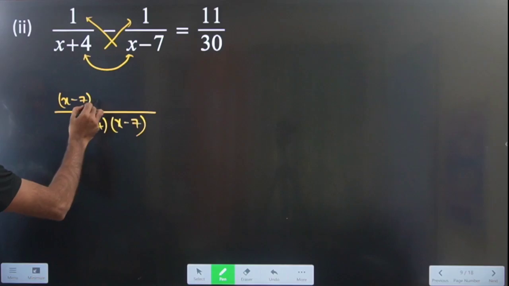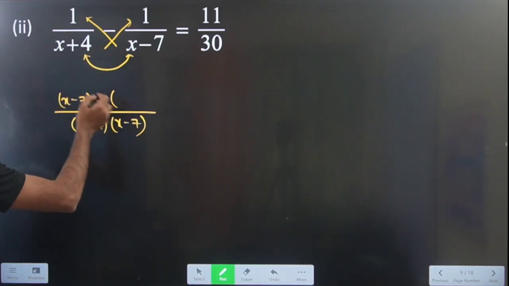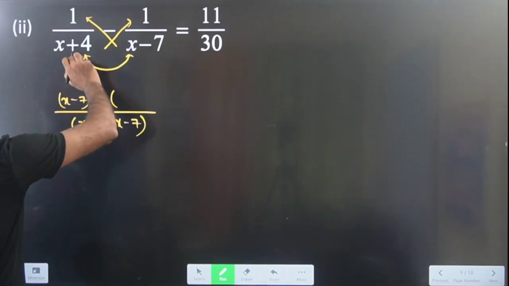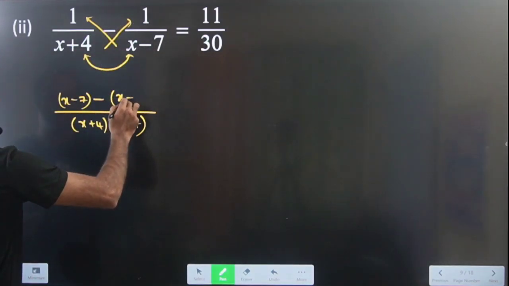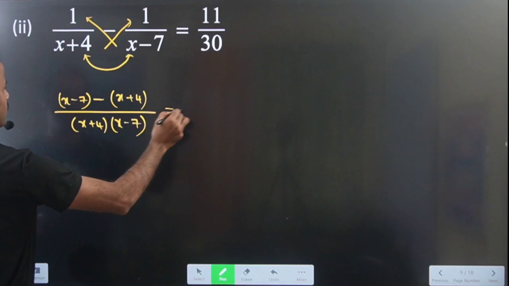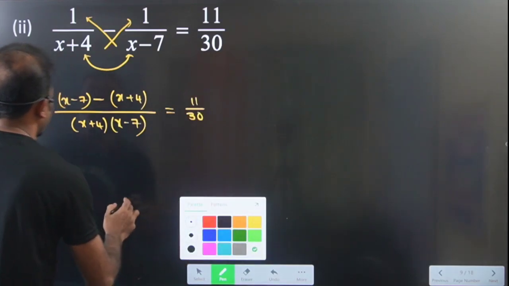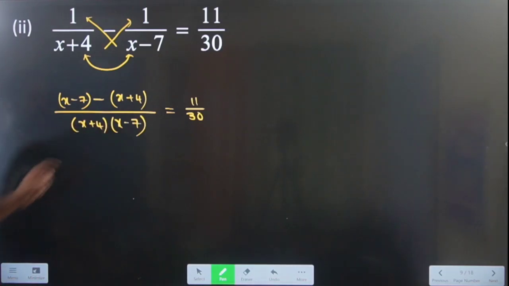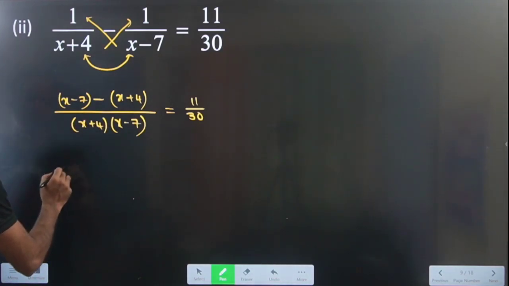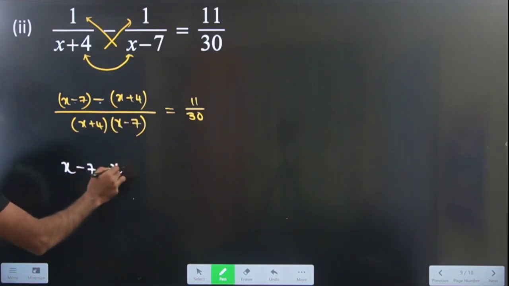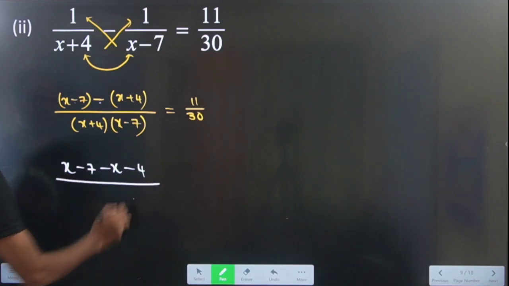Okay, keep it in the bracket. Here the minus symbol is there, so whenever there is a minus symbol, you keep the expression in the bracket. x plus 4 into 1 is x plus 4, equal to 11 by 30. Okay, so now what do you have to do here? You have to multiply these expressions, right? x minus 7 is there. Minus into x is minus x. Minus into plus is minus 4.